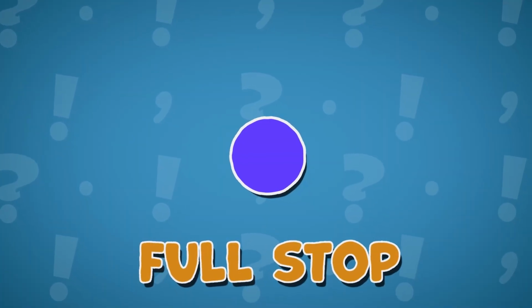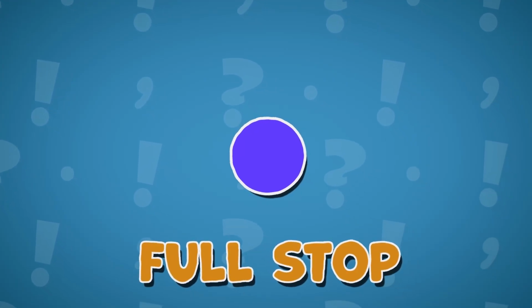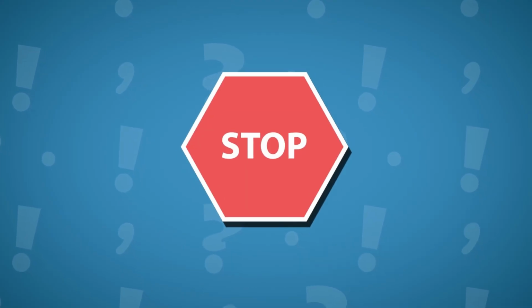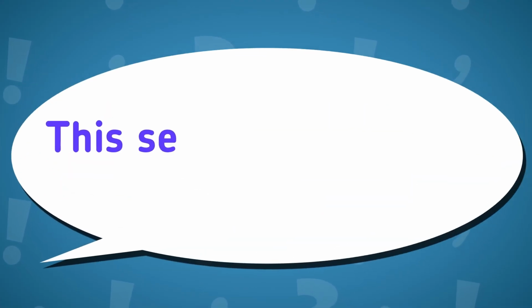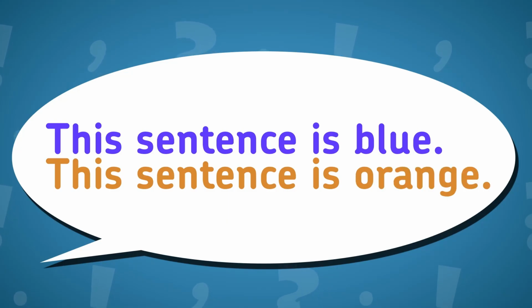A full stop is at the end of every sentence. It is a dot at the end of a sentence that tells you the sentence has stopped. A full stop shows that a point has been made, and you can move on to the next sentence.